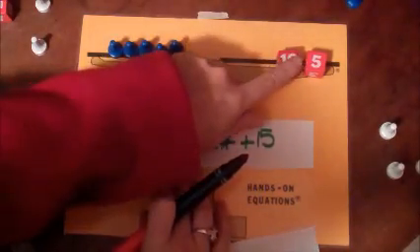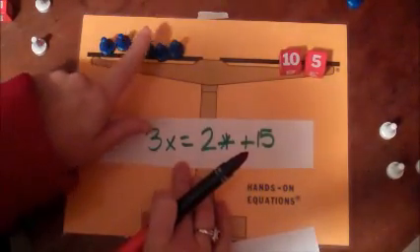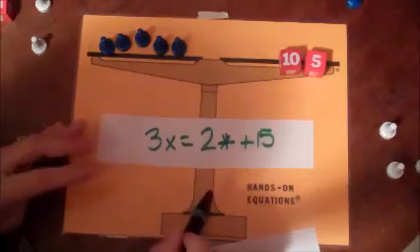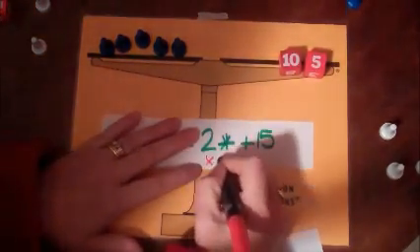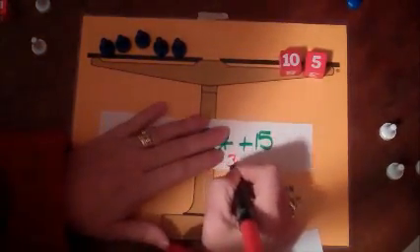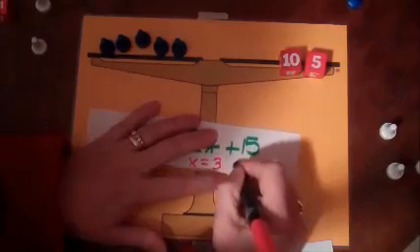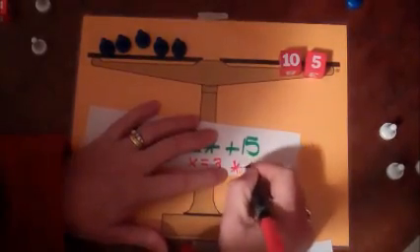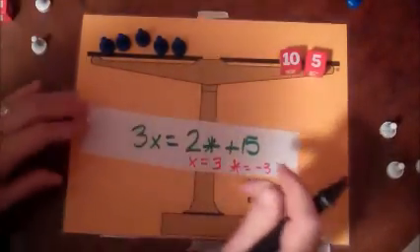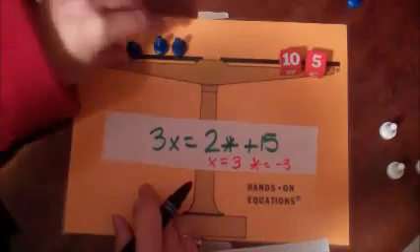5x equals 15. Divide this into 5 groups. Each group is worth 3. So x equals 3. If x equals 3, then star equals negative 3. And now it's time to check.